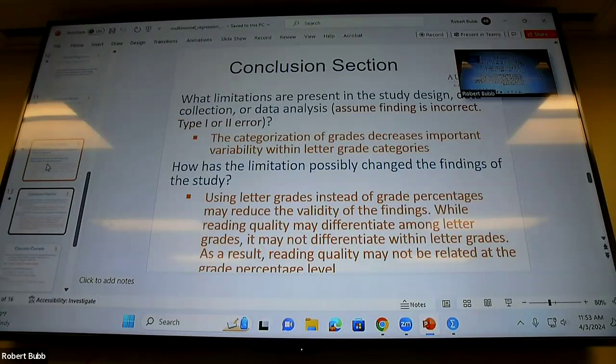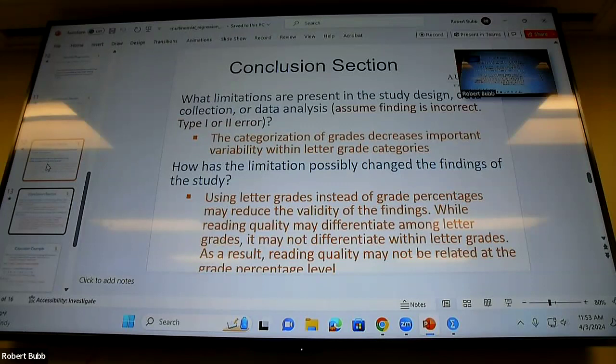So going from statistically significant to non-significant, or non-significant to significant, or a small effect to a moderate effect, or a moderate effect down to a small effect, right? Some sort of change in how you interpret the outcome.